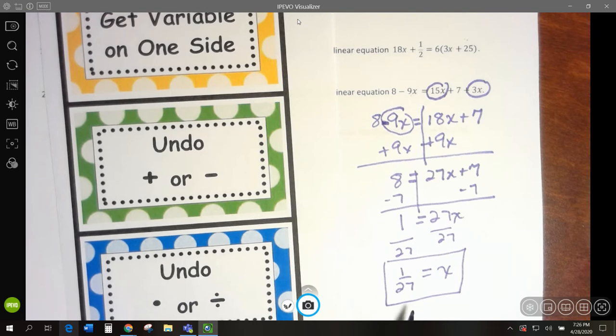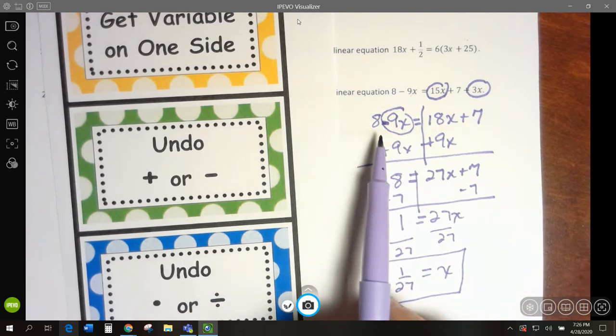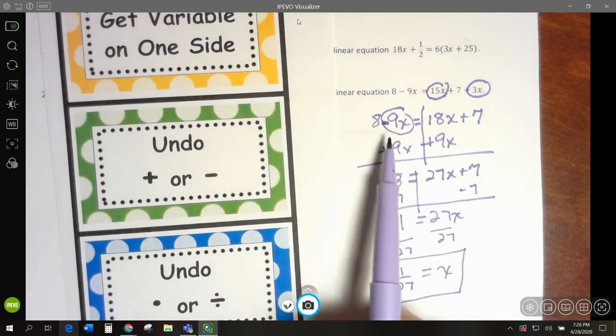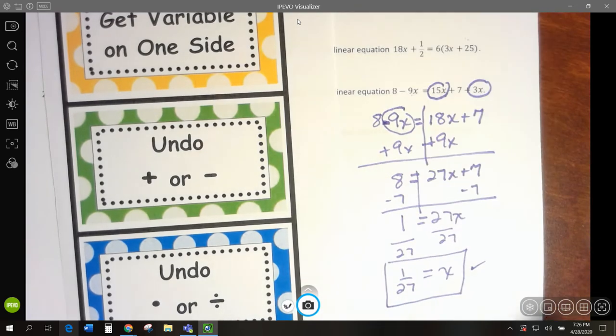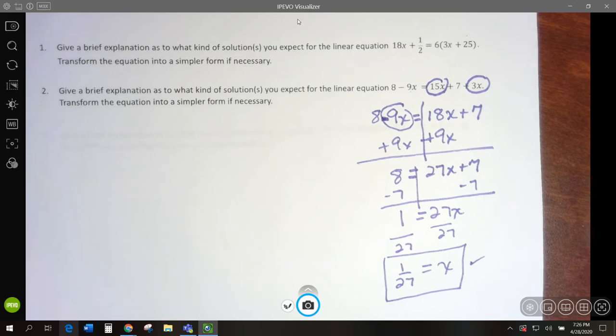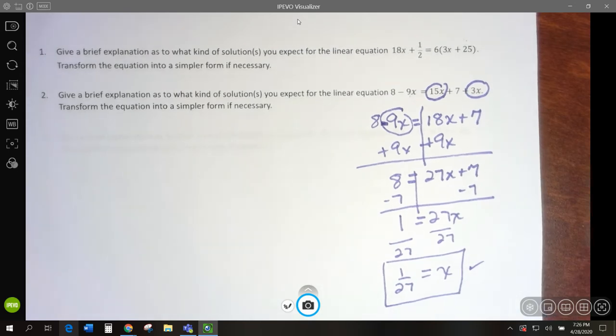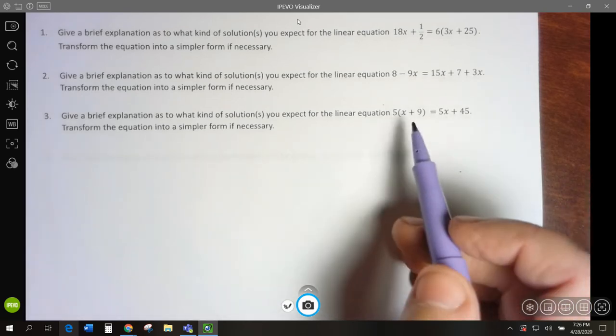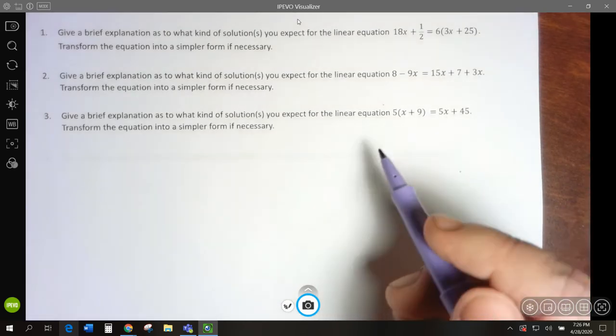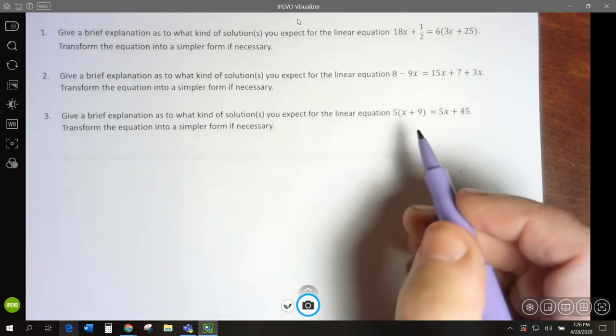And like we said, because there were a different number of the variables on each side, we were going to get one solution. Let's go on to problem number 3. We need to decide what type of solution this is: one solution, no solutions, or infinite solutions.